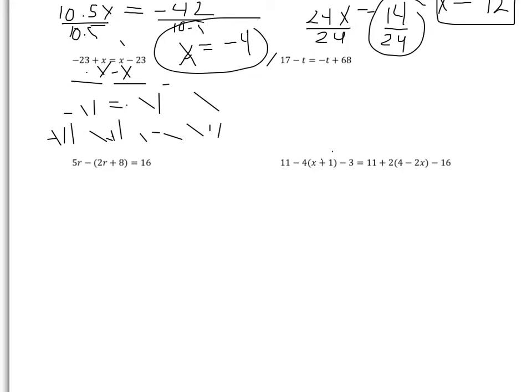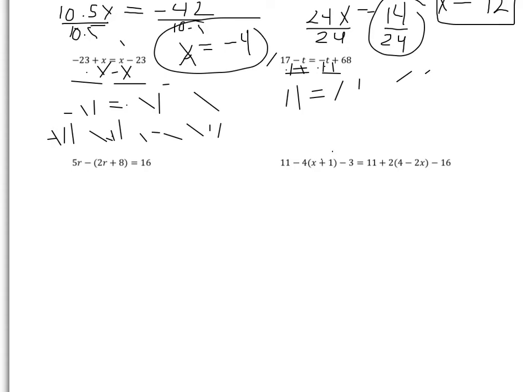Now I'm going to move the variables to the right this time, so in order to get rid of that negative t, we're going to add t, add t. Now if we add t to both of these, negative t plus t is 0, so we get 17. Here if we add t, negative t plus t is 0, so we have 68. Now does 17 equal 68?